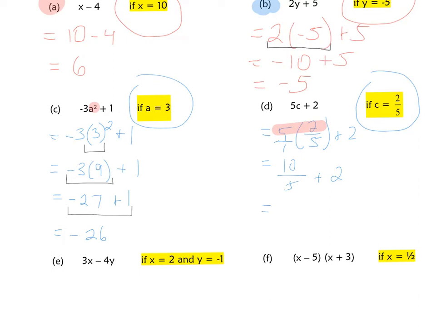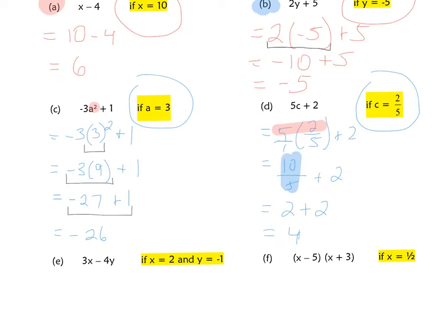This fraction here can now become a whole number of 2 because I know 5 goes into 10 twice. So this becomes 2 plus 2, which equals 4. Okay, so that one's done. Not as bad as it looked.